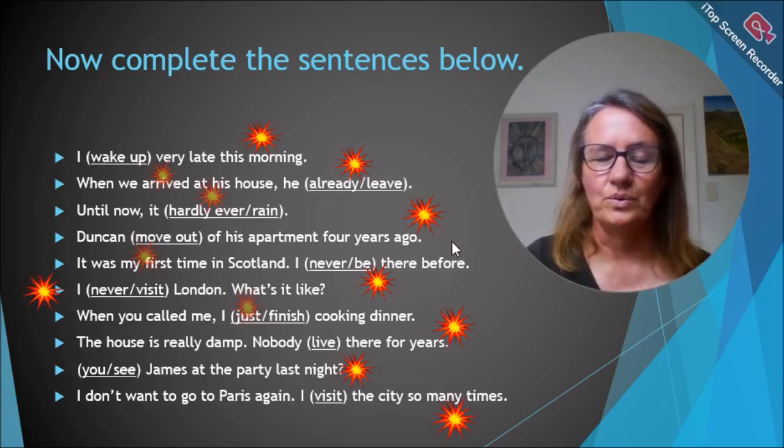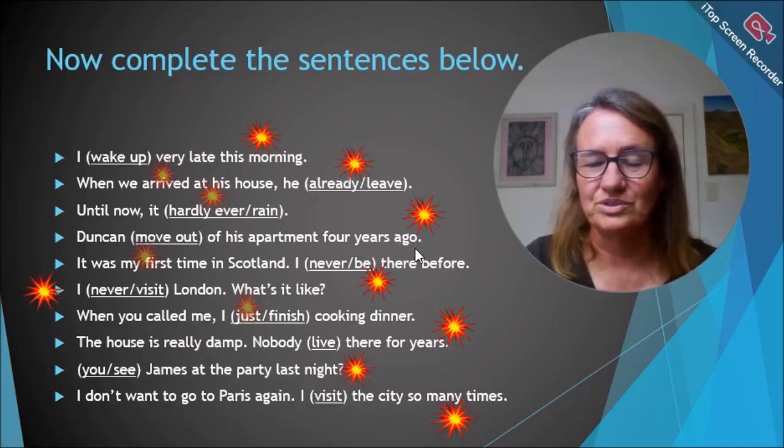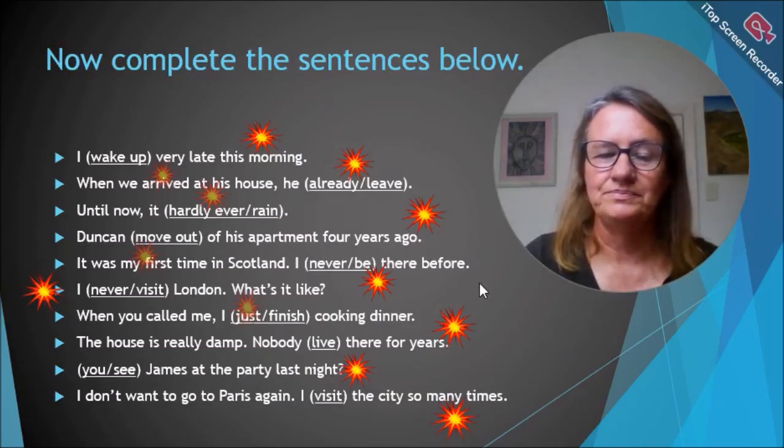Let's look at sentence 4. Duncan move out of his apartment 4 years ago. The first thing we're looking for, signal word. Ago. Ago tells us past simple. Always past simple. So the sentence reads, Duncan moved out of his apartment 4 years ago. Past simple because it's completed. Same as I woke up very late this morning. It's completed.